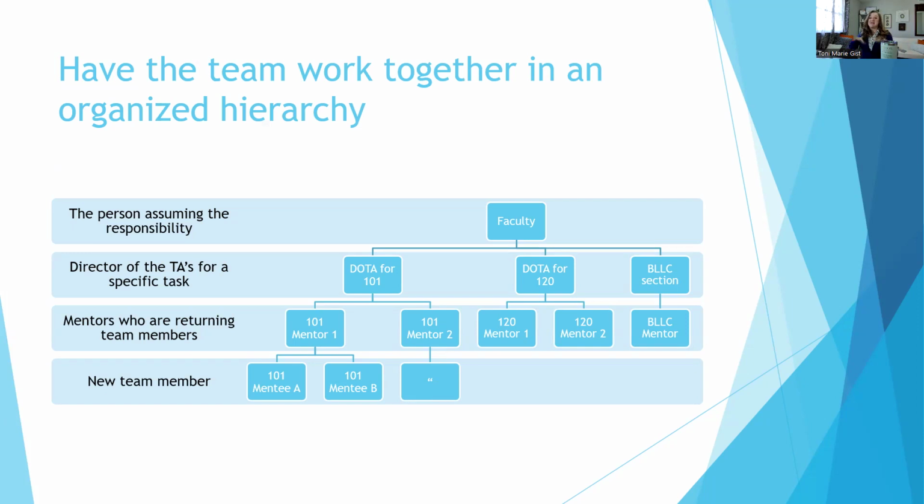So anything that any of the individuals under my direction do or say, I have some sort of responsibility associated with that. So I make sure that my team is very well versed as to what things should or should not be said in certain situations. Under my direct supervision are what we call DOTAs. These are the directors of the TAs. So they actually help oversee other teaching assistants.